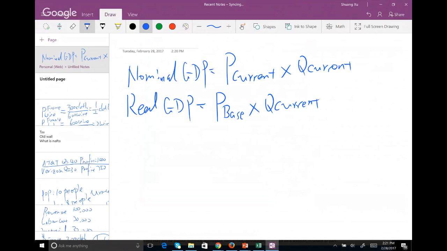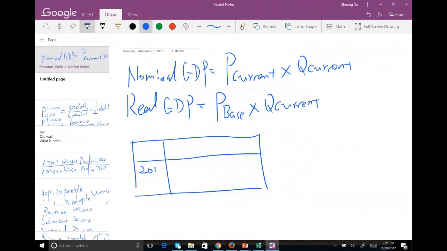All right, so what that means, let's say we have an example here. Let's say we have two years, 2010 and 2011. And let's suppose we produce coffee and pizza. The price for each coffee in 2010, let's call it $5. Each pizza is $10. So this is the price for coffee, price for pizza. And then for 2011, let's call it $6 for coffee, and then pizza will be $12 for each one.